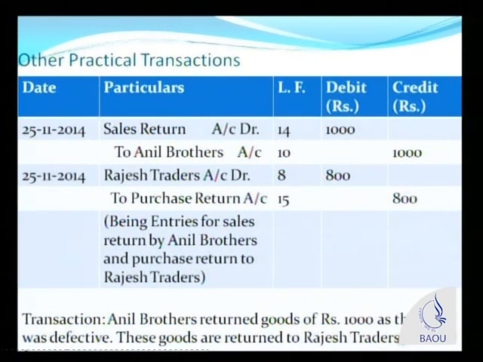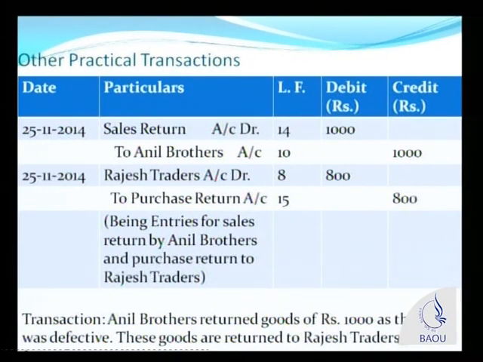Anil Brothers return goods of rupees 1000. These are the transactions of sales return and purchase return. I have recorded two journal entries. There are two transactions taking place. One, Anil Brothers is returning you goods of rupees 1000. So you must have earlier sold. Dinesh Corporation has earlier sold goods to Anil Brothers. Now maybe the goods are defective or for any other reason the goods are being returned.